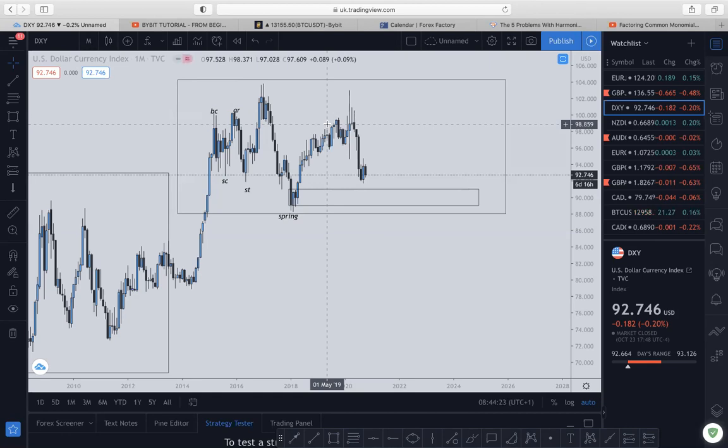What's AR? AR means automatic reaction. Every time you hit a strong point of interest, price will automatically reject off. And that rejection becomes the automatic reaction in the Wyckoff schematic.